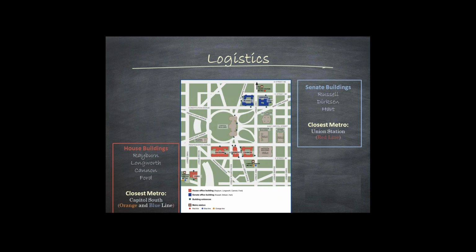So once you have a meeting scheduled, we wanted to go over a little bit about logistics of Capitol Hill, because it's a big place and it can be a little bit confusing. So you have a map here of what Capitol Hill looks like. On the top right in blue, you have the Senate offices. There are 3 main offices for the Senate side. There's Russell, Dirksen, and Hart. If you're traveling by metro, the closest station is Union Station.